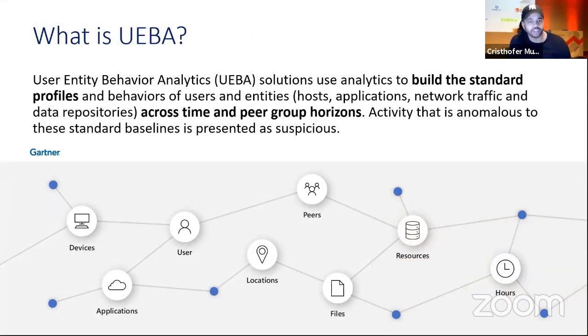But what is UBA in Azure Sentinel? Essentially, what we're doing is conducting machine learning to better understand the behavior of the different users and entities across an environment. And by entities here, I mean a host, an application, network traffic, etc. So across those different entities, we are looking for that behavioral map. We are looking for deviations. We are conducting peer group horizons. And this is what allows us to understand whenever an activity is anomalous or deviates from the standard baseline of that user, right?